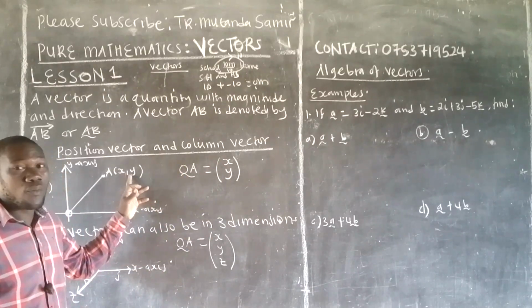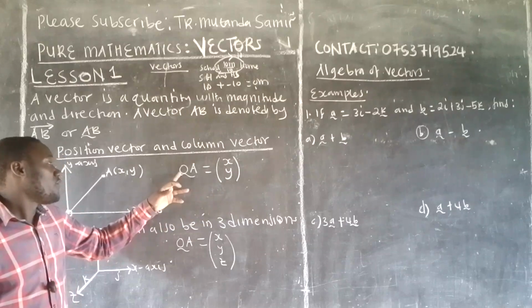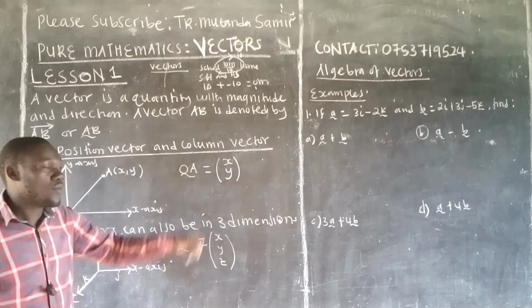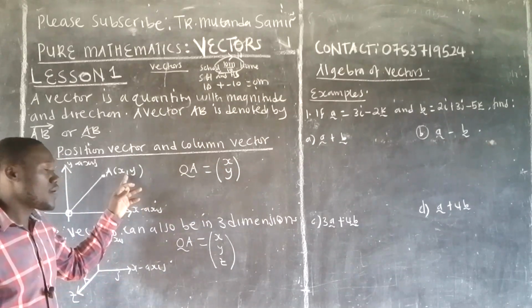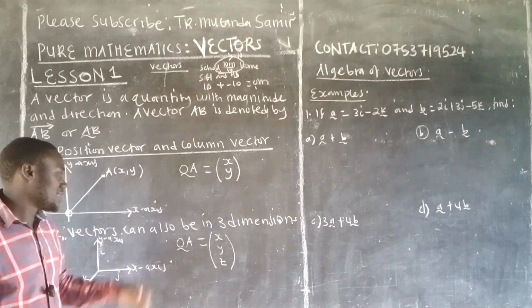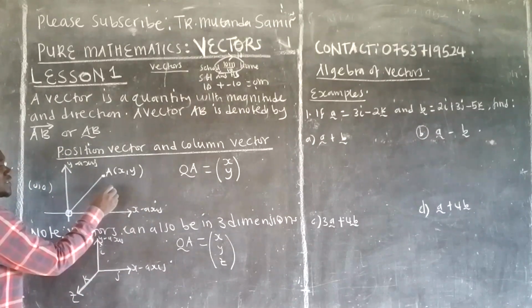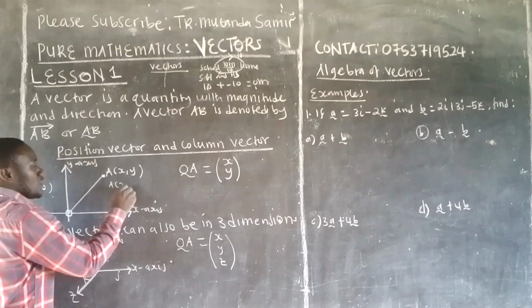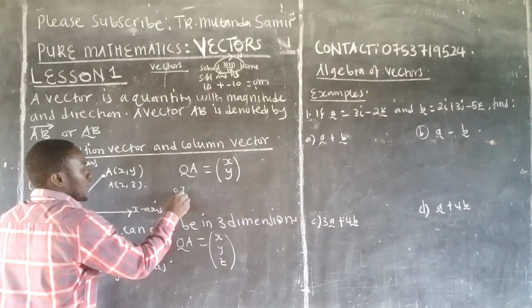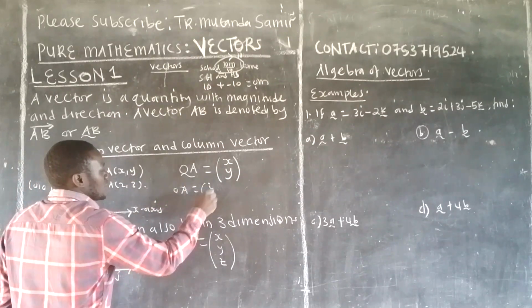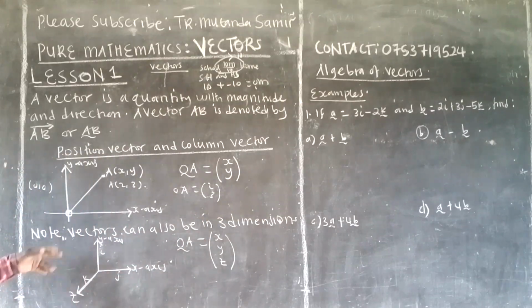Column means in this order. This one here is in row form, and this one is a column. So vector OA will be equal to x, y written as a column, but the coordinates are written in row form, just like we have it there. Okay, good. An example of this is having a coordinate, say for example at A, 2, 3. Then they say OA is equal to 2, 3 as a column. As simple as that.